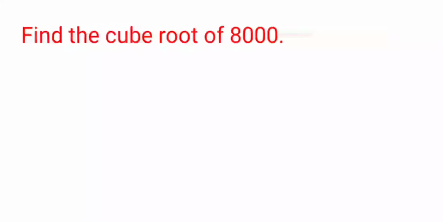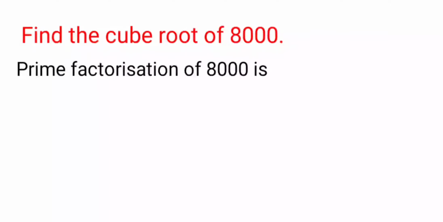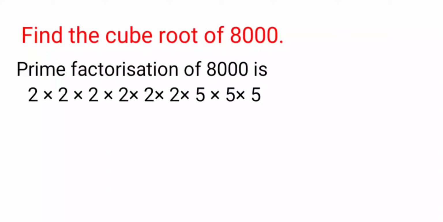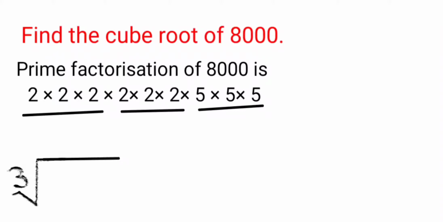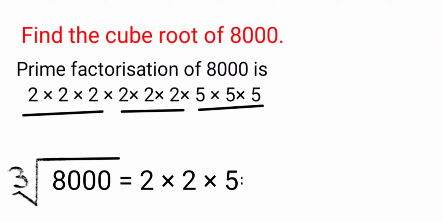Find the cube root of 8000. Here 8000, first find out its factors. So these are the factors of 8000. You can find the factors through the prime factorization method. So now group the digits into triplets. Here 2 2 2 are the same group. Here 3 groups are found. 3 groups are there. So the cube root of 8000 is 2 into 2 into 2.